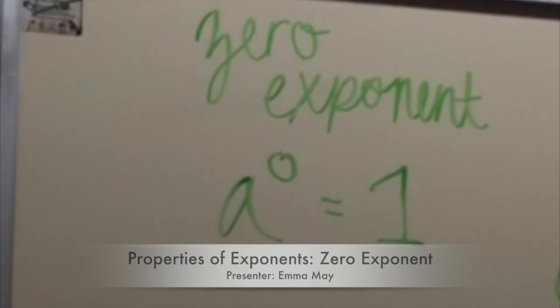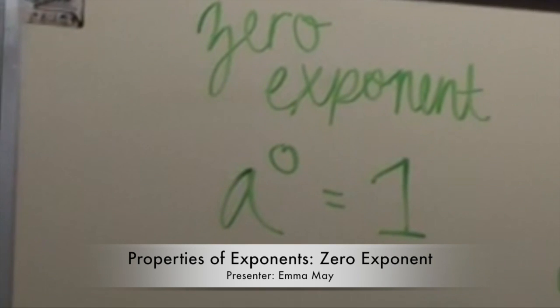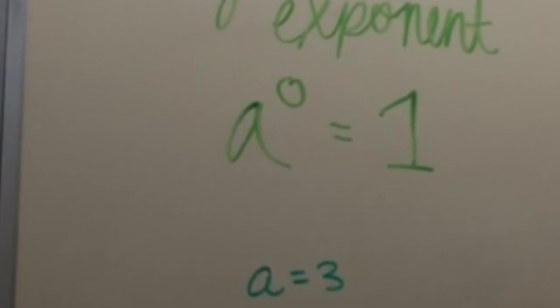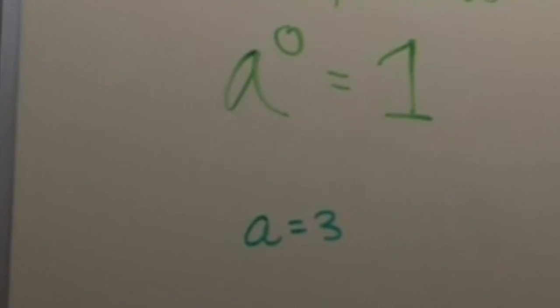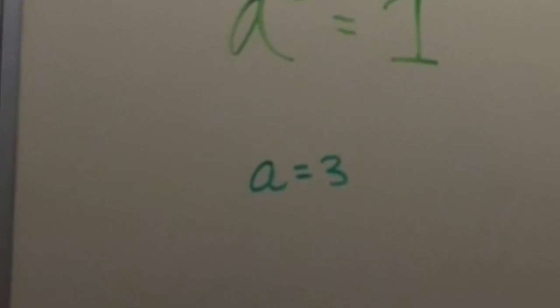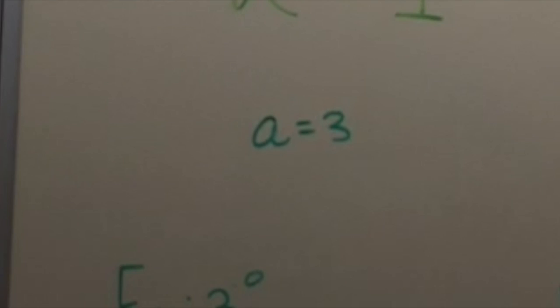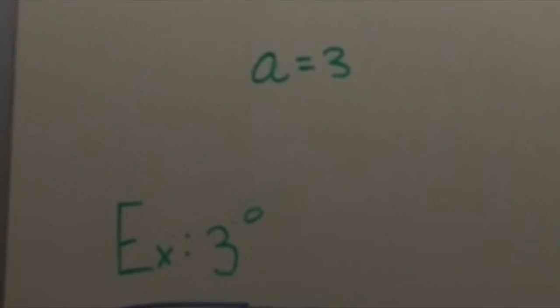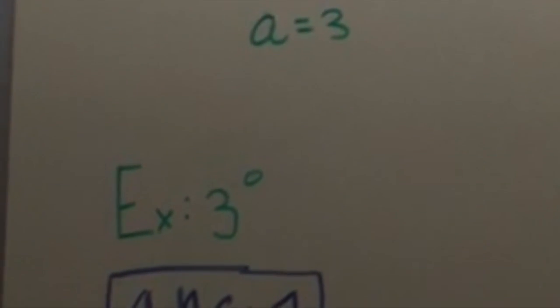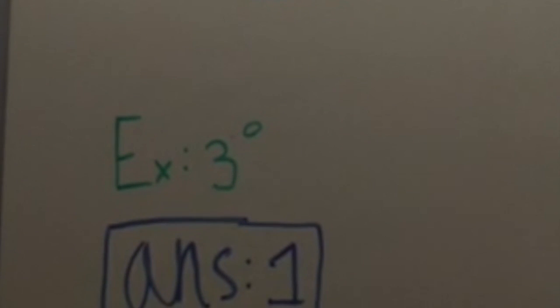Our next property of exponents is the zero exponent, which is when you have an integer that has the exponent of 0. So for the example, a to the 0 would equal 1, and in our problem we made a equal to 3. So the example was 3 to the 0, and when you solve that you get 1.